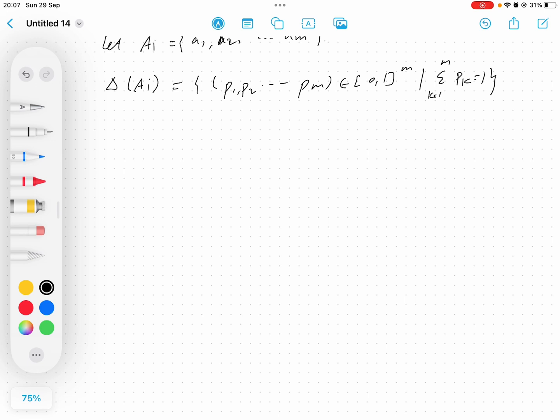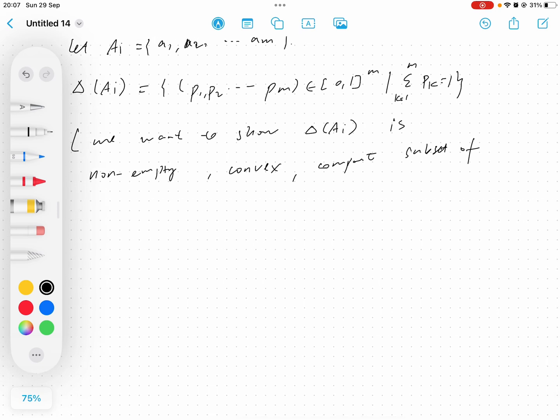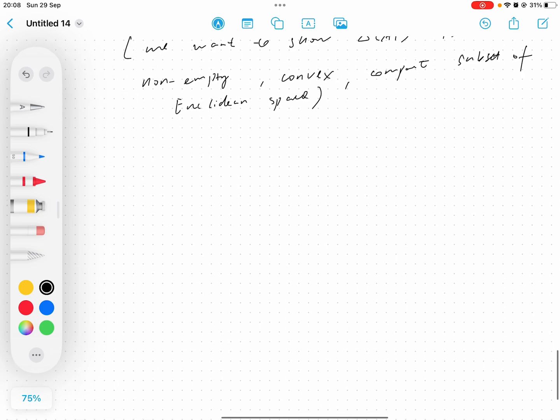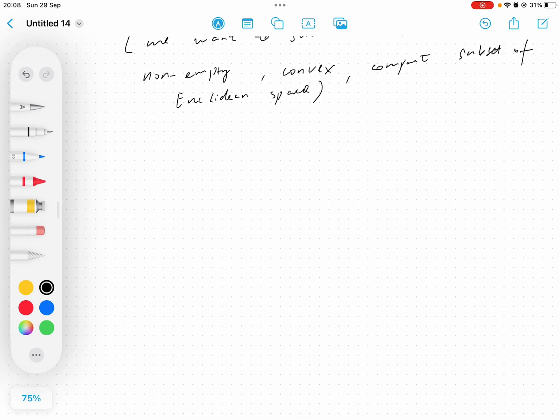What we want to do in this proof is to show that this Delta A_i is a non-empty, convex, compact subset of a Euclidean space, right? So we want to show this Delta A_i is non-empty, convex and compact subset of Euclidean space. All right. So first, to show that this Delta A_i is closed.